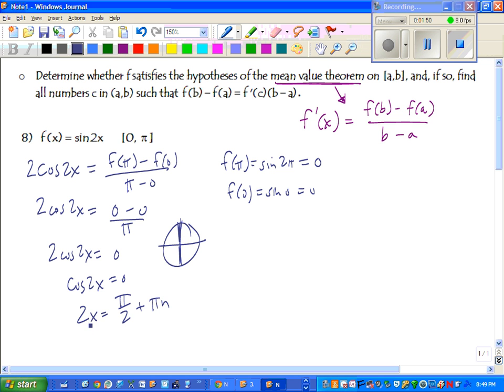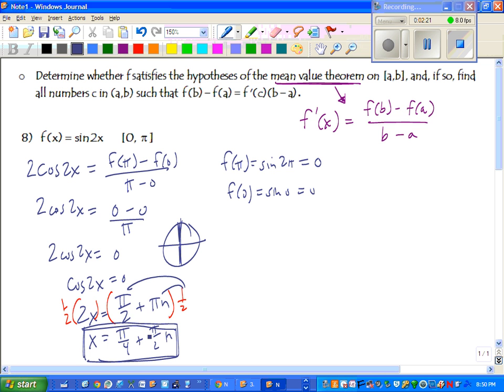Well, we want to know what x is, so we'd have to divide by 2, or we could think of it as multiplying by 1/2. So if we multiply by 1/2, we end up getting pi over 4, when we distribute that, plus pi over 2 n. So that gives us all the different values.